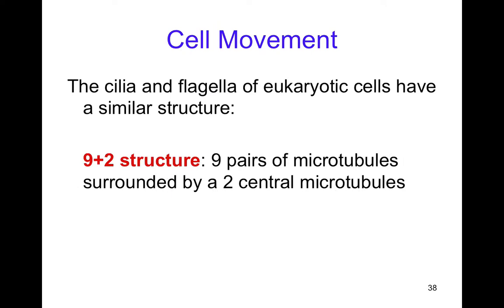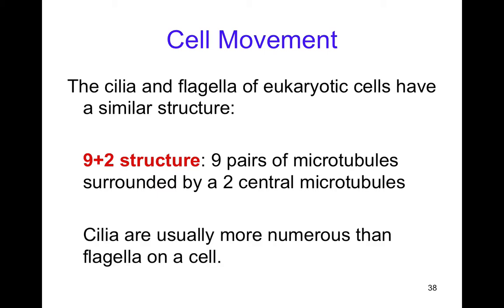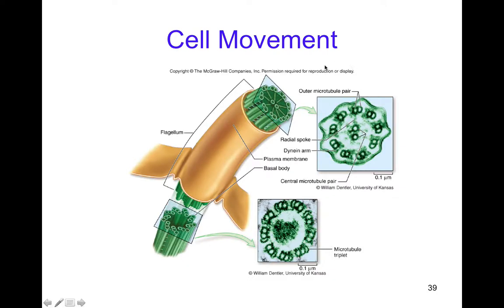An important unique factor about cilia and flagella is that they have a unique arrangement of microtubules, which is called a 9-plus-2 structure. The only thing I really want you to know about that is that this 9-plus-2 structure is unique to cilia and flagella. Again, we have 9 microtubules on the outside and then 2 on the inside. That's very unique to cilia and flagella.